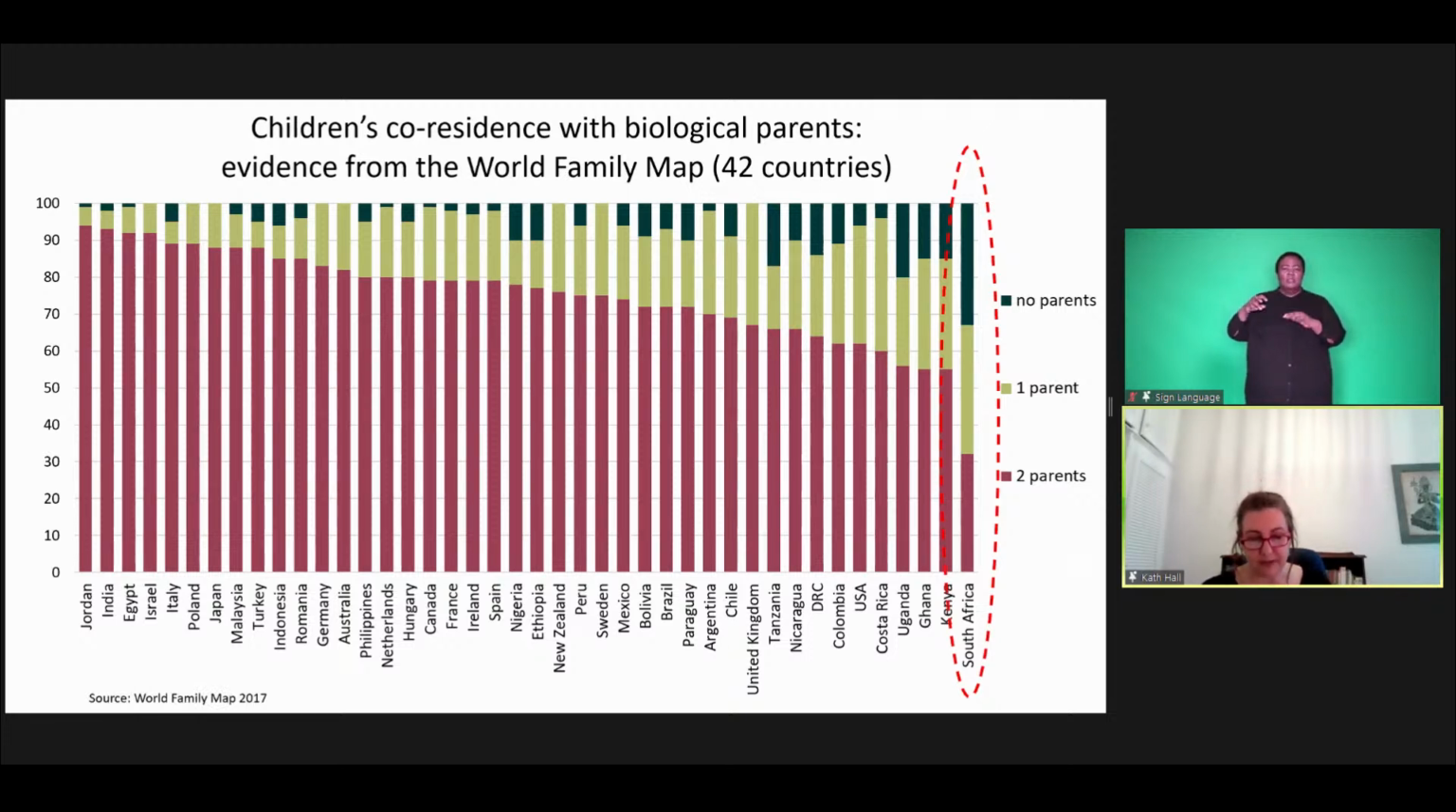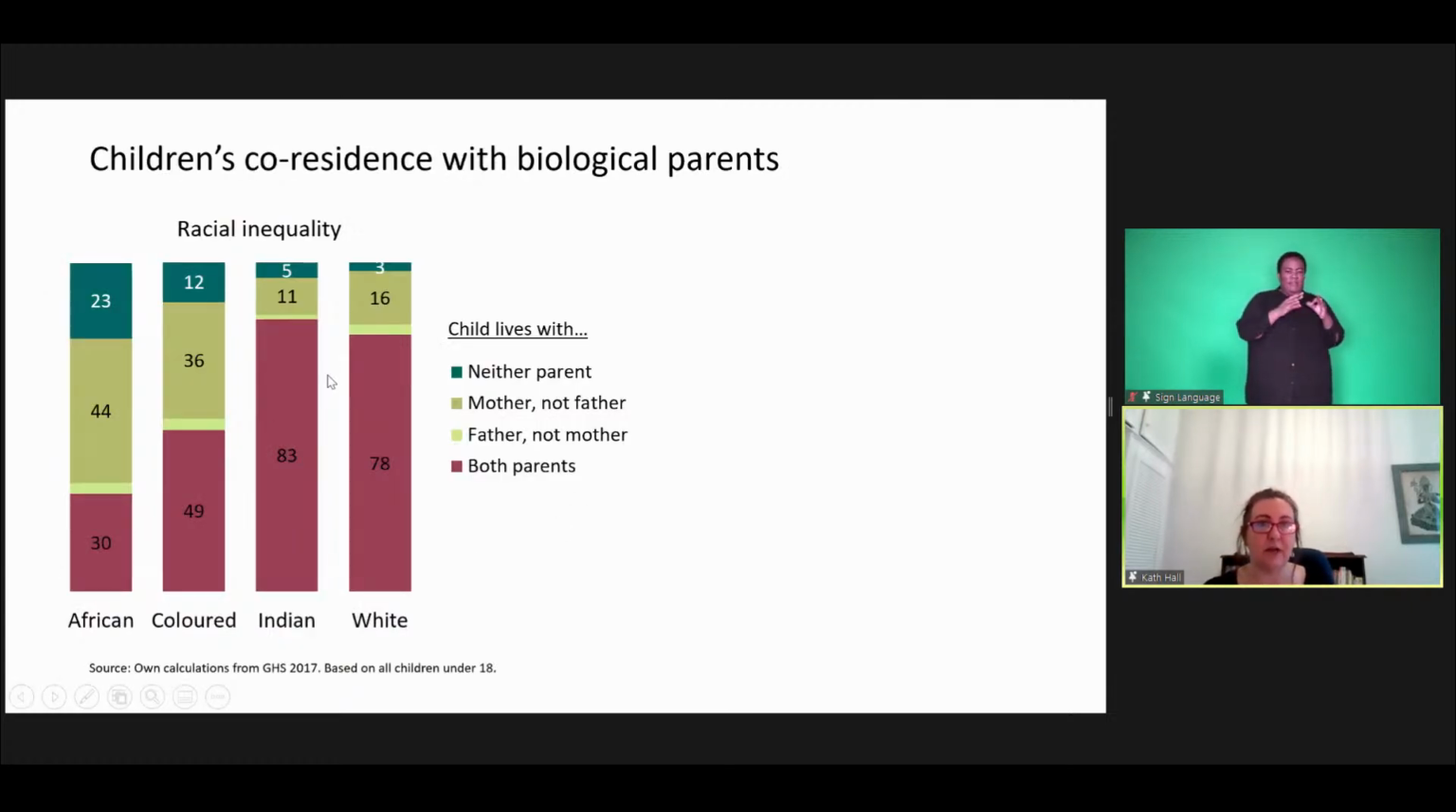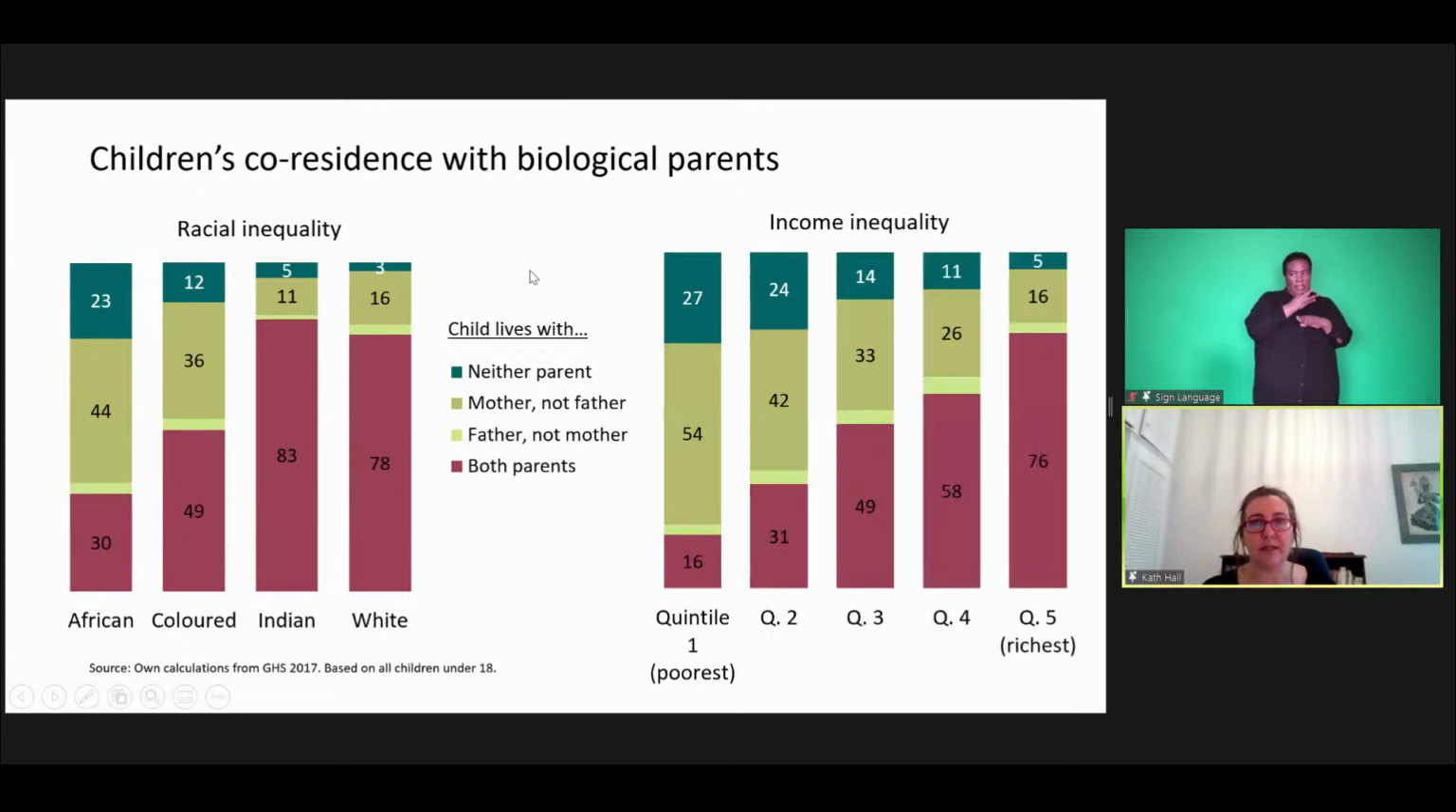Of course, within South Africa, national averages always mark substantial inequalities. It's the same with children's family and residence and care arrangements. So if we look at the same sort of measures, both parents, a single parent, and where you have a single parent, it's almost invariably a mother, not a father, and no parents, we can see racial inequalities, income inequalities, pretty much whichever way we cut it, we see the underlying massive inequalities. It is poor African children who are overwhelmingly likely to be without parents.